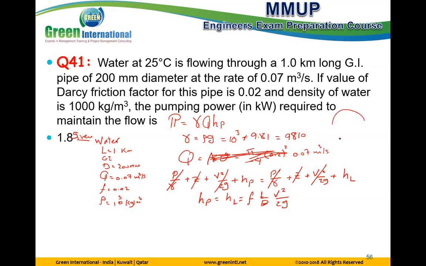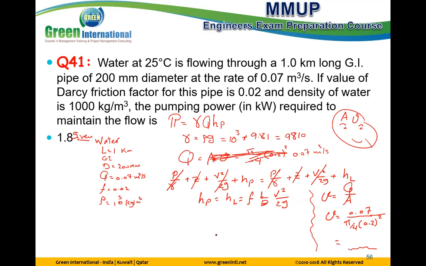What will we use? How to get V? We can do a side calculation. V equals Q over A. V equals 0.07 meter cube per second over pi over 4 into 0.2 whole square. From this equation, you can get V. If you get V, tell me.